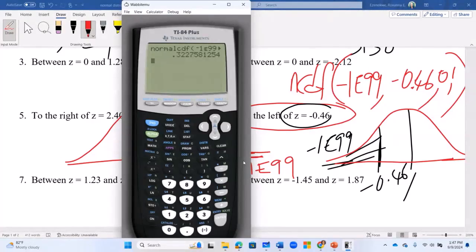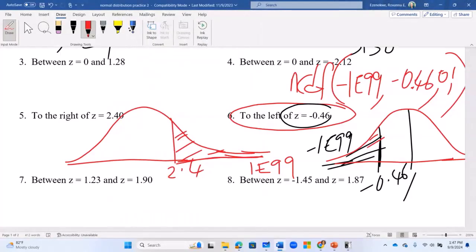It's telling me that the area to 4 decimal places is 0.3228. One thing you must remember is that area cannot be negative. Even if it is the area to the left, area cannot be negative. So even though the z-score is negative, see that the area is still positive. The area is 0.32276. That's the area we found.